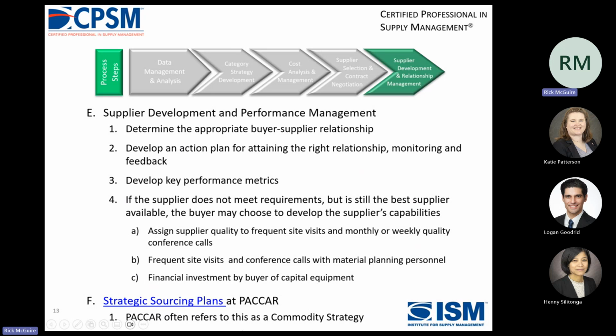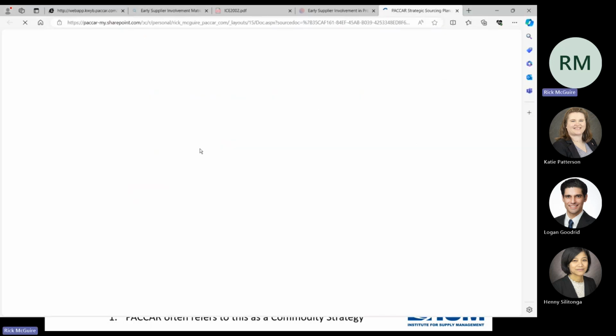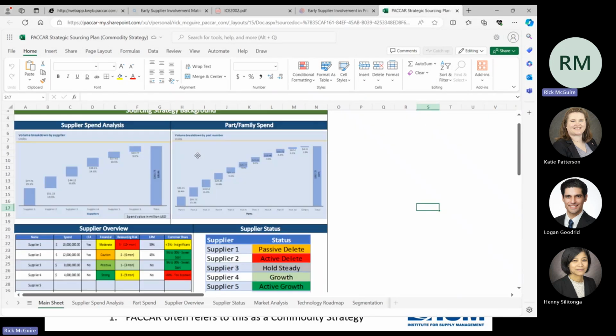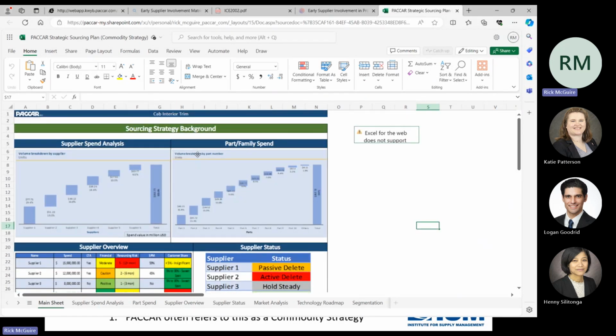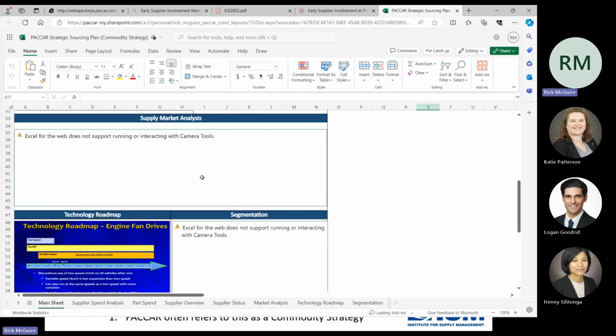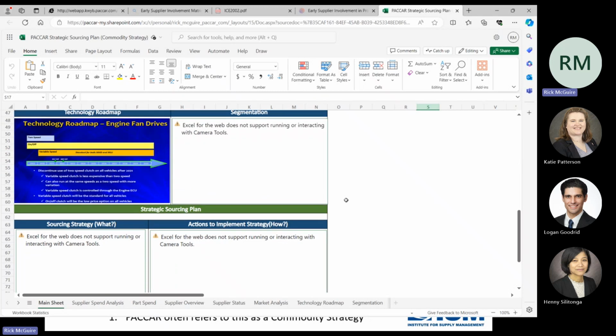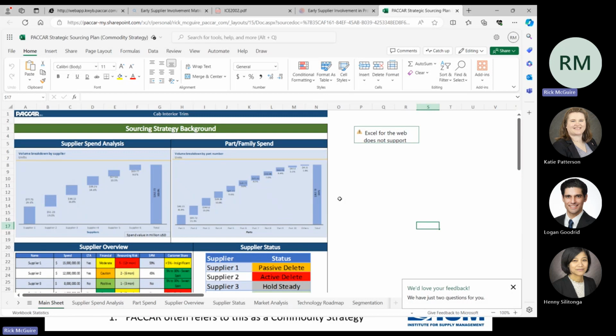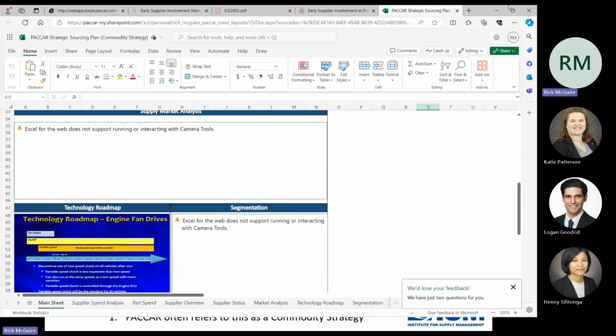And then you've got strategic sourcing plans at PACCAR. So this is a PACCAR model here. And you've probably seen this. It's an Excel spreadsheet with a bunch of different tabs. But this will give you the basics of a sourcing strategy. It's got a number of things in it: supplier status overview, part family, spend analysis, all that good stuff. So it's a decent document. We developed that some years ago.